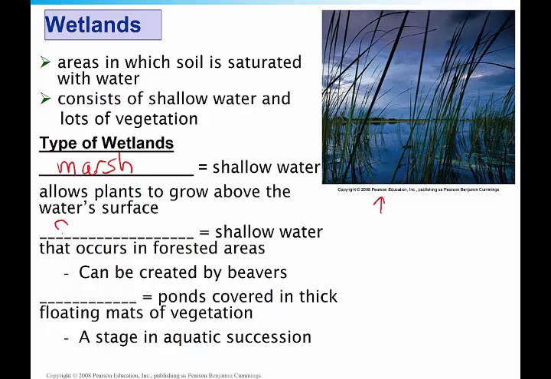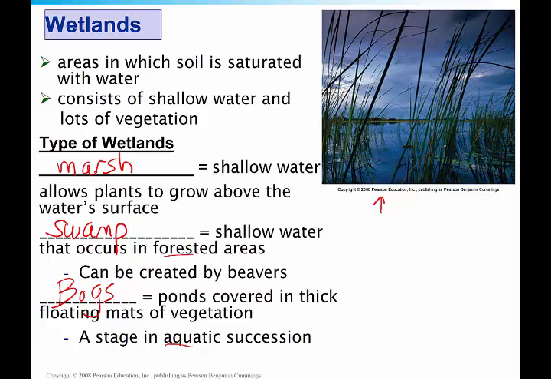You can also have swamps. A swamp is when you have shallow water with trees growing in it, so it's forested. And swamps sometimes are created by beavers. On the other hand, bogs are ponds covered in thick floating mats of vegetation. And bogs can be a stage in aquatic succession.